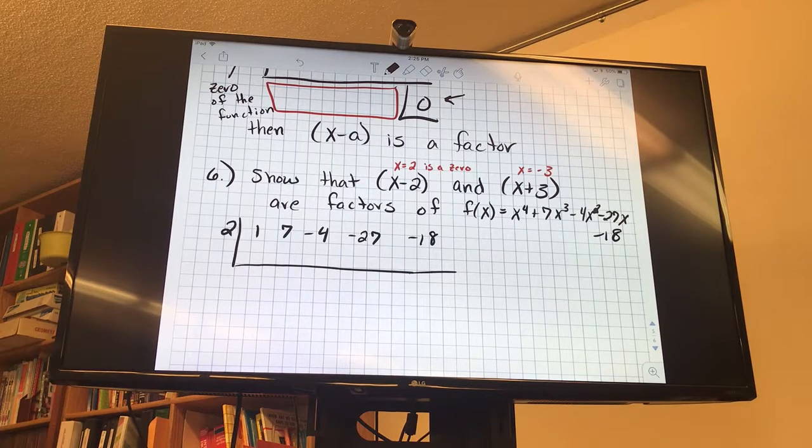Bring down the 1, multiply it by the 2, and so on. You get 2. So is it a factor? Nope. What happened? It should be. Oh, I made a mistake. Let's go back and scratch it.